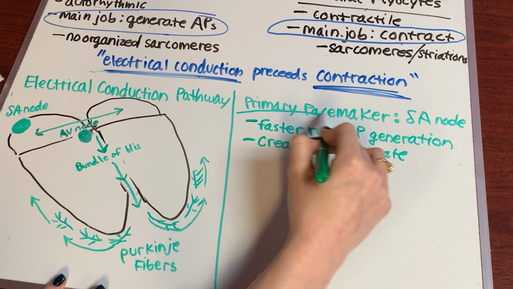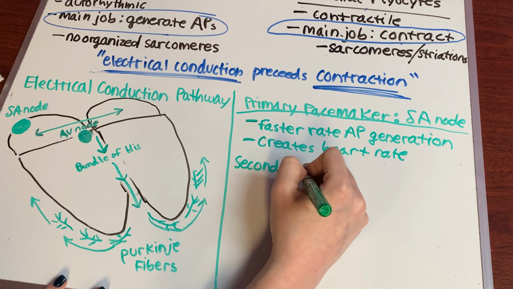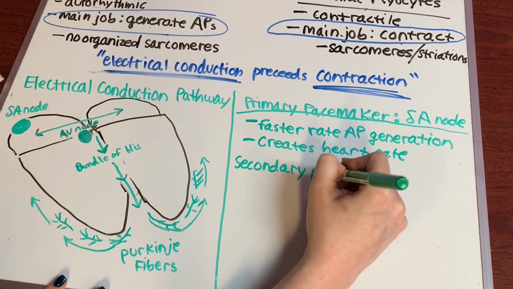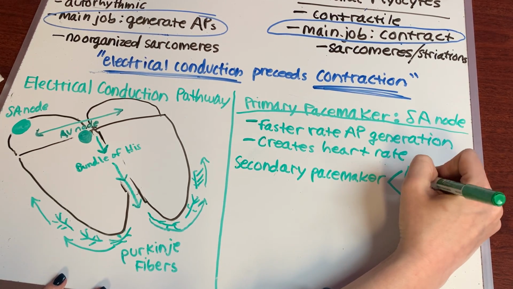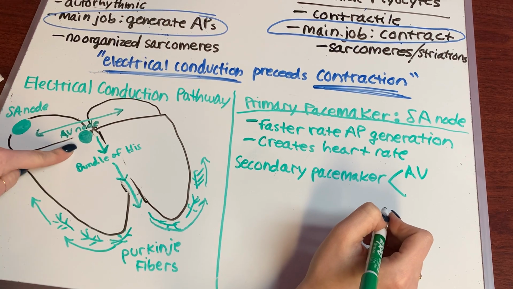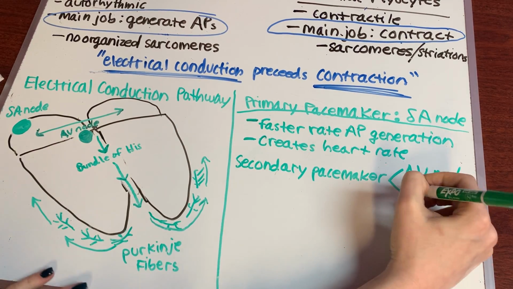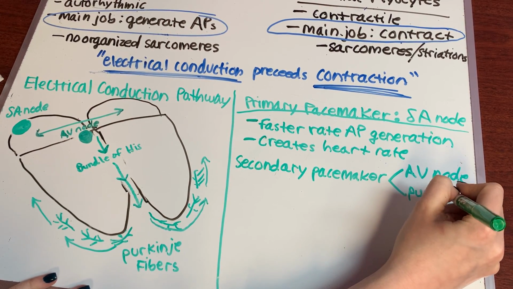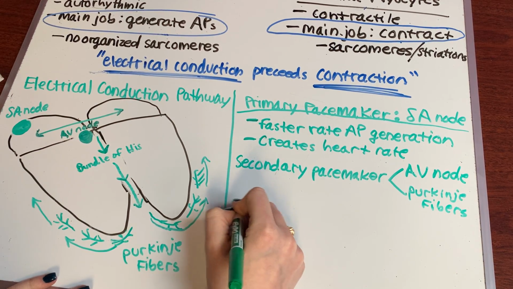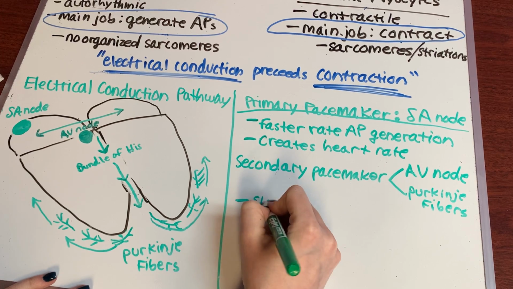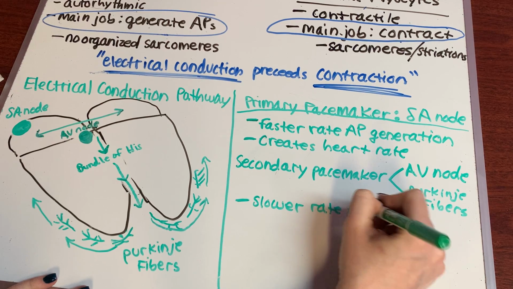Secondary, so that was primary and it was our SA node. Our secondary pacemaker, we have two of them. The first one is going to be the AV node, this node right here. And then our second one is going to be the Purkinje fibers. And secondary, they have a slower rate of action potential generation.